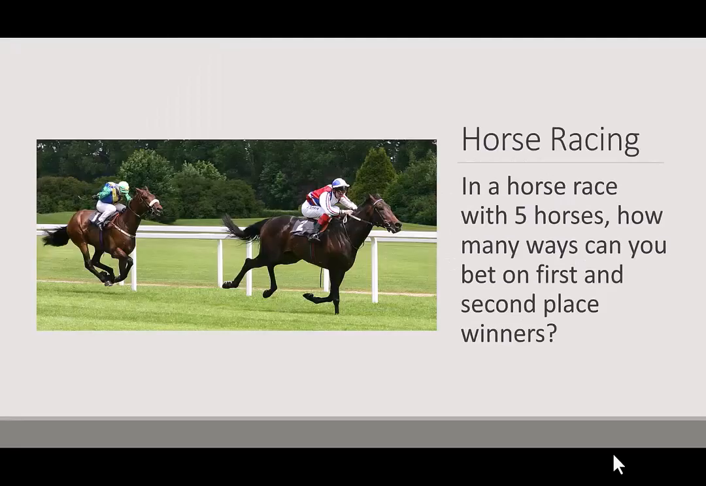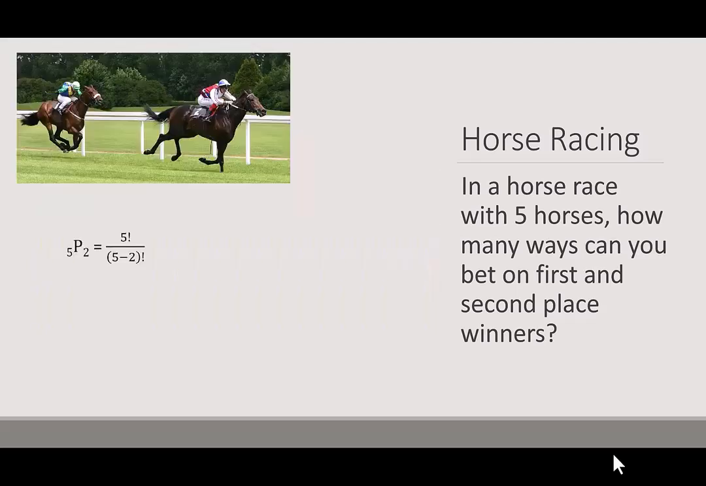Let's say we have a horse race with 5 horses. How many ways could we bet on the first and second place winners? This is a permutation of 5 choose 2. We put 5 factorial in the numerator, 5 minus 2 factorial in the denominator. That simplifies to 5 factorial over 3 factorial.